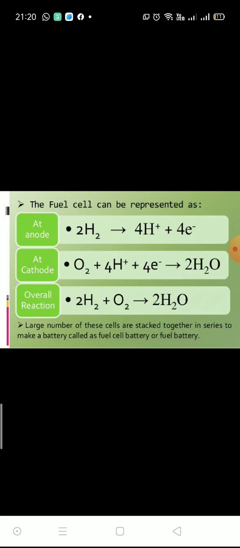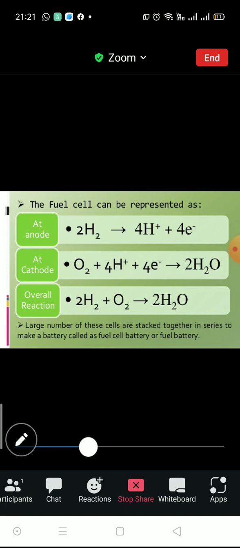Now coming to the fuel cell reaction. As in other cells also, at anode a reaction is taking place, at cathode a reaction is taking place, and if we combine the two reactions, we will get the overall reaction of the cell. So let us see how this is happening here.